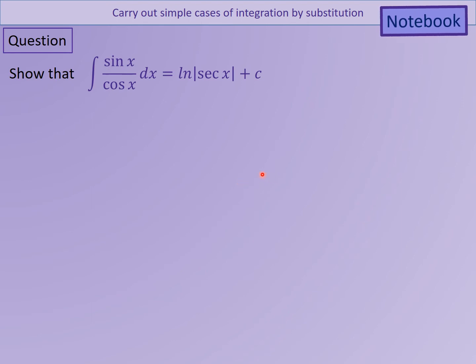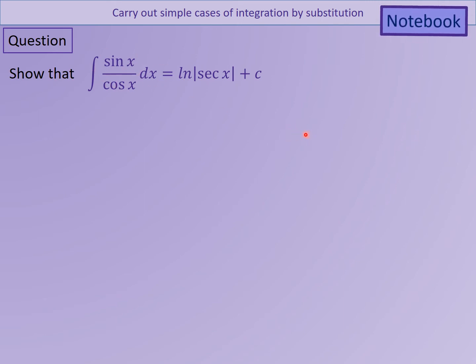Okay, so let's have a quick look at an example. While you grab your notebooks and get the question down, I want to show that the integration of sine x over cos x equals ln of sec x plus c. Notice the mod signs because it's ln. You might have had this written down as the integration of tan x, but I'm being kind to you. I'm writing it as a quotient because I want to look at using that previous rule of the denominator differentiating to be the numerator.